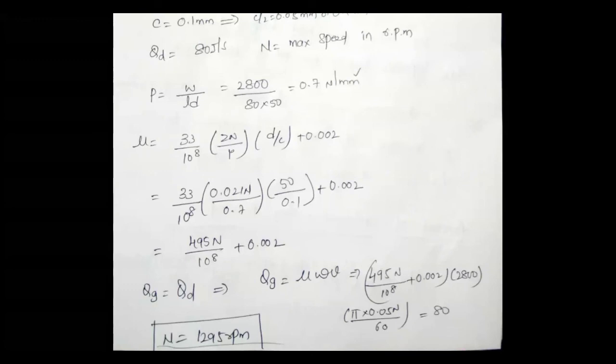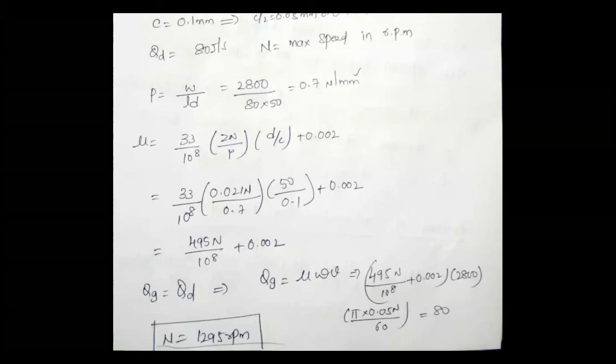Now go for rubbing velocity. What is the rubbing velocity formula? V equal to pi D N by 60. The D value is known and the N value is unknown, so please keep your N value as it is. Now equate the amount of heat generated to the amount of heat dissipated. Your expression will be in terms of N square. Solve for N square.